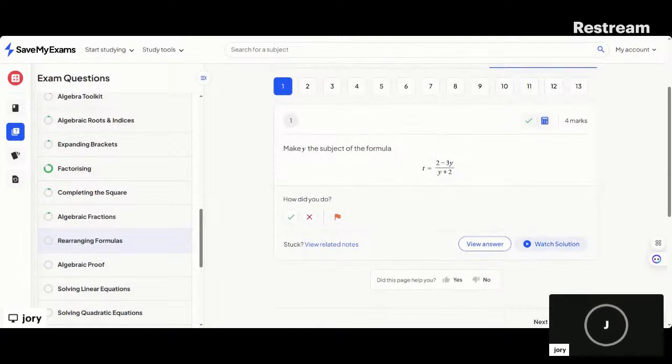I'm going to multiply by y plus 2. So t equals 2 minus 3y. Right. Now what? This is the part where I always stop here. It's 4 marks. It's supposed to be hard. It is hard. Okay, what am I gonna do?